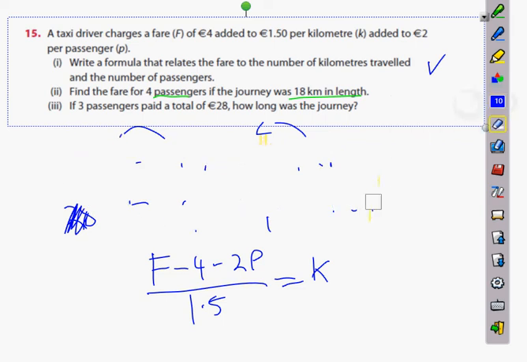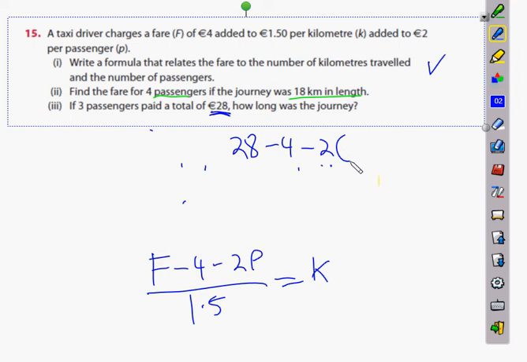So once we set up this formula here, it's just a matter of filling in the numbers. How do you fill in the numbers? What's F? F is 28 minus 4 minus 2 times 3 passengers all over 1.5 equals k. Somebody in the class tell me it's 24 minus 6. 24 minus 6 is 18. 18 divided by 1 1/2. 12. You travel 12 kilometers.